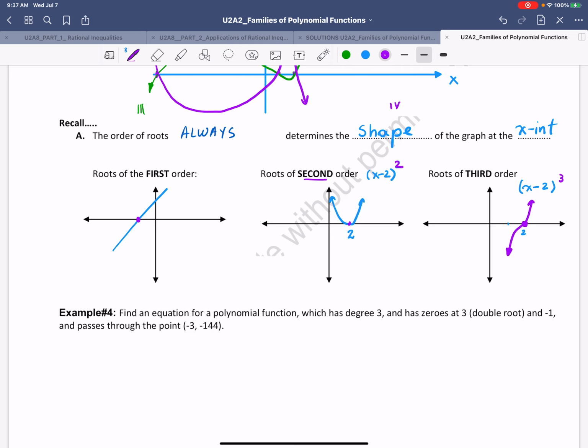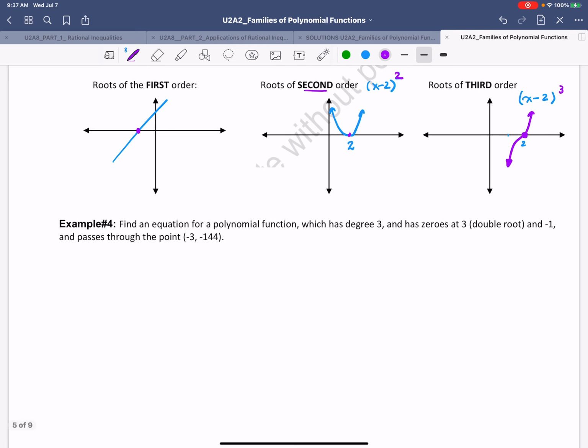Now, in the next example, what we're going to do is find the equation of a polynomial function with a given degree and the given zeros.